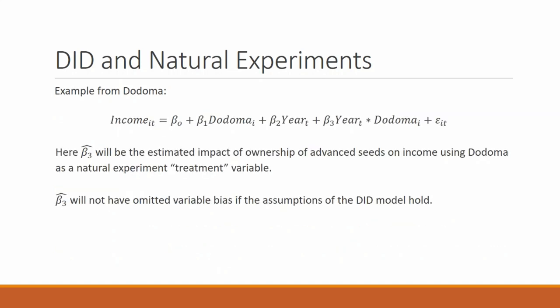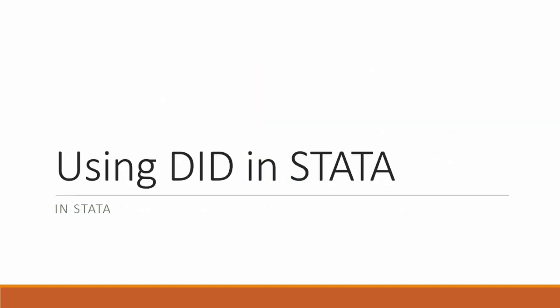So now, as long as we can make the parallel trend assumption, then beta 3 hat will be unbiased. So beta 3 hat will not have omitted variable bias if the assumptions of the difference in differences model hold. That is, as long as the parallel trend assumption holds, then this difference in differences estimate, this beta 3 hat, will be an unbiased estimate of the impact of advanced seeds on income using Dodoma as our natural experiment treatment variable.